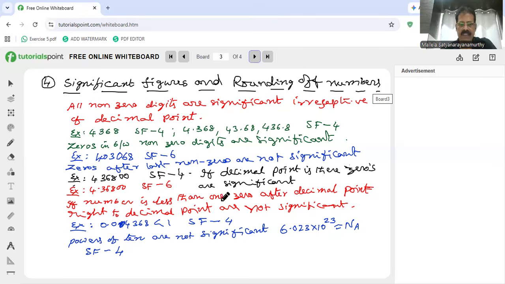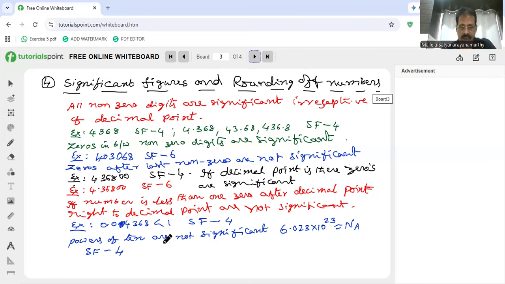If the number is less than 1, zeros after the decimal point, that means to the right of the decimal point, are not significant. See here, 0.004368, which is less than 1. So these zeros after the decimal point are not significant. That's why the significant figures are 4 only here.